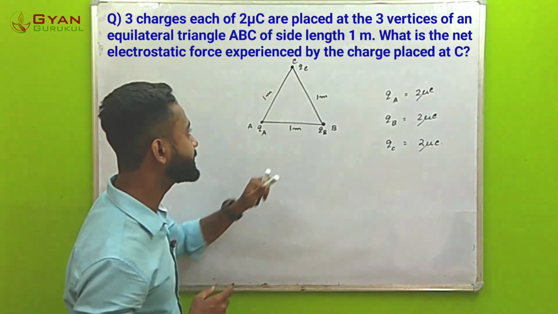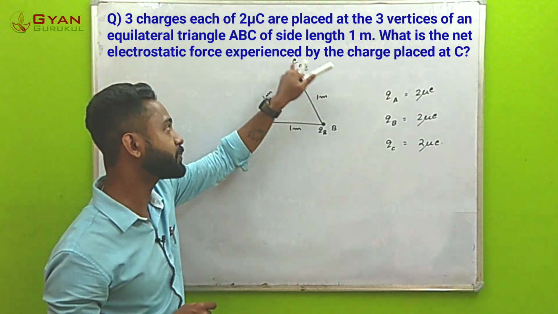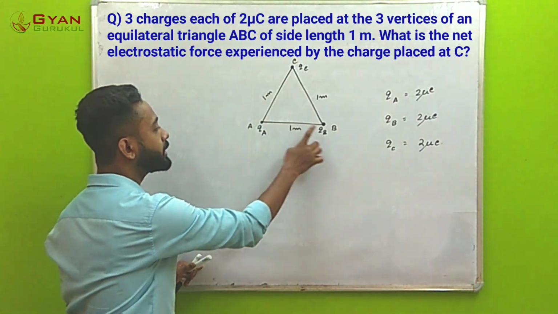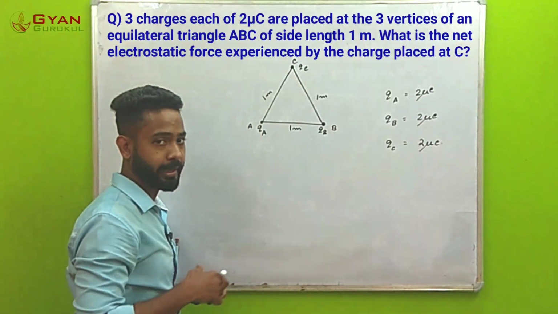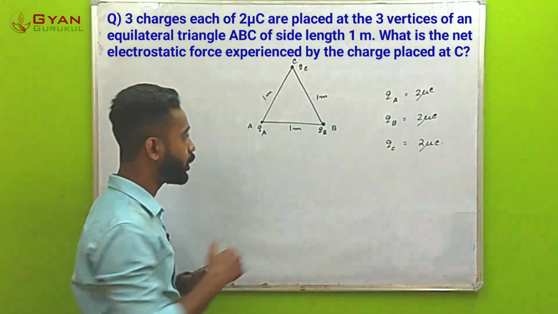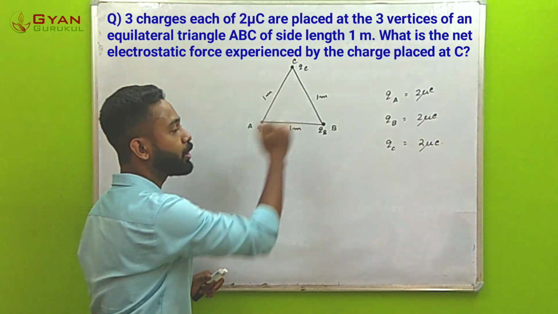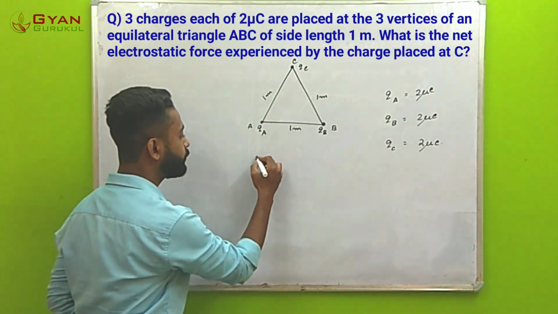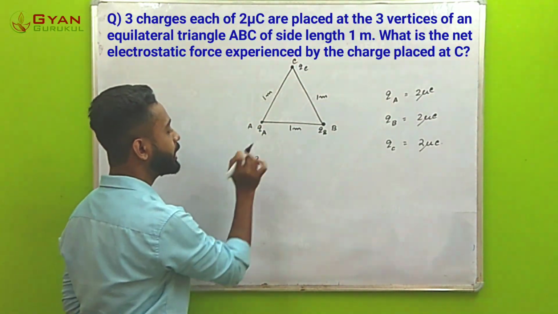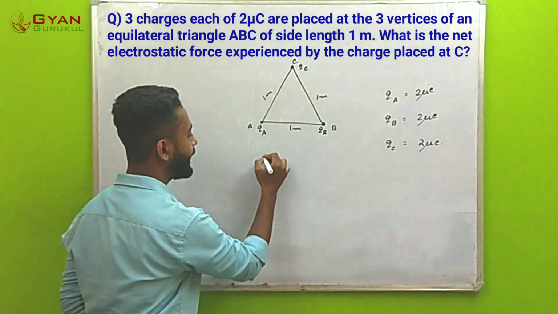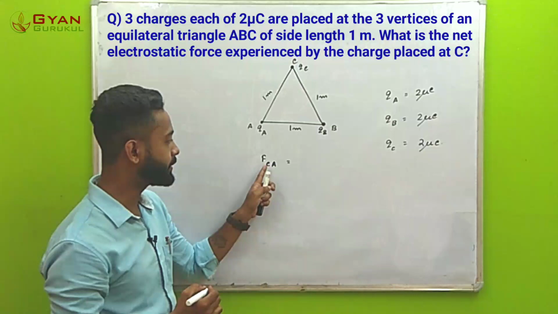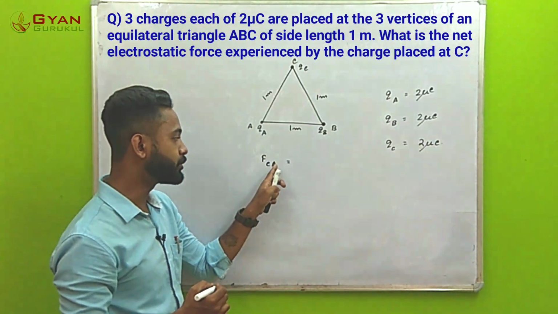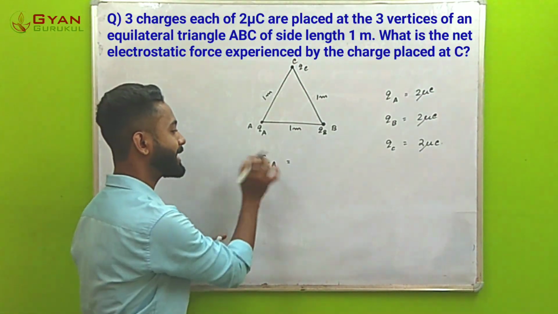Now first, let me see what are the forces experienced by the charge placed at C. So since there are two other charges apart from this, this charge is going to encounter two individual forces, one because of A and the other because of B. So let me first write down the force experienced due to the charge at A. I'll write that force as FCA. Force experienced by charge placed at C due to the charge placed at A. So I'll take it as FCA.